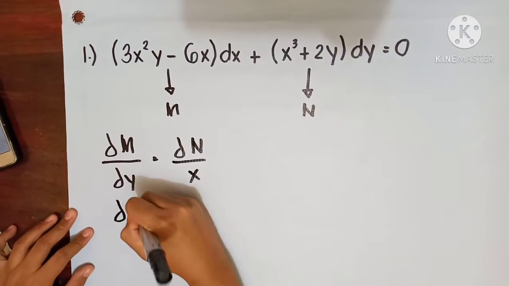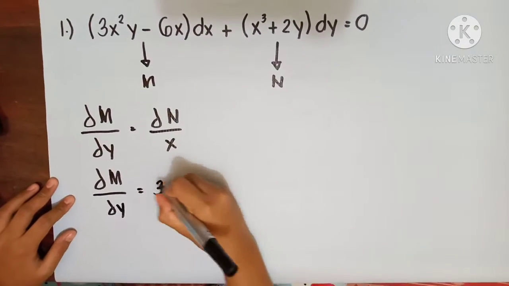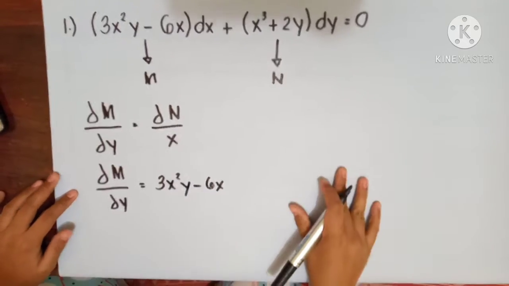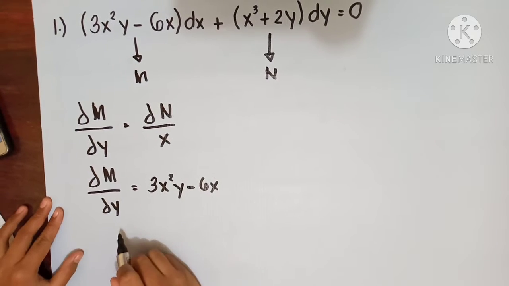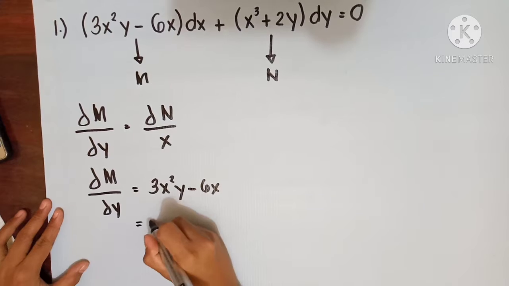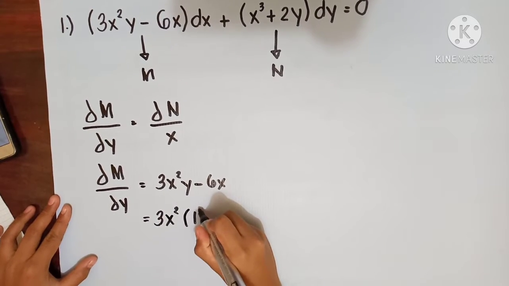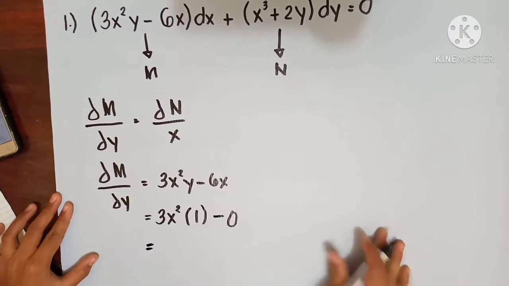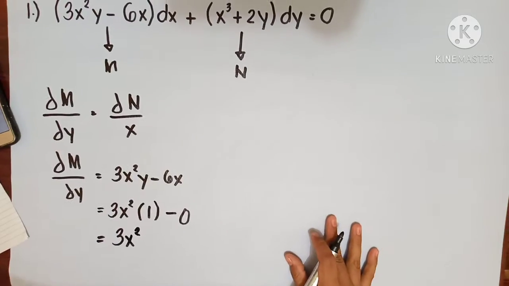So partial derivative of M in terms of y equals our M, which is 3x squared y minus 6x. Since we are differentiating in terms of y, we will treat other variables aside from y as constant. So 3x squared will remain 3x squared, y would be 1, and 6x will become 0. So our partial derivative of M in terms of y is equal to 3x squared.